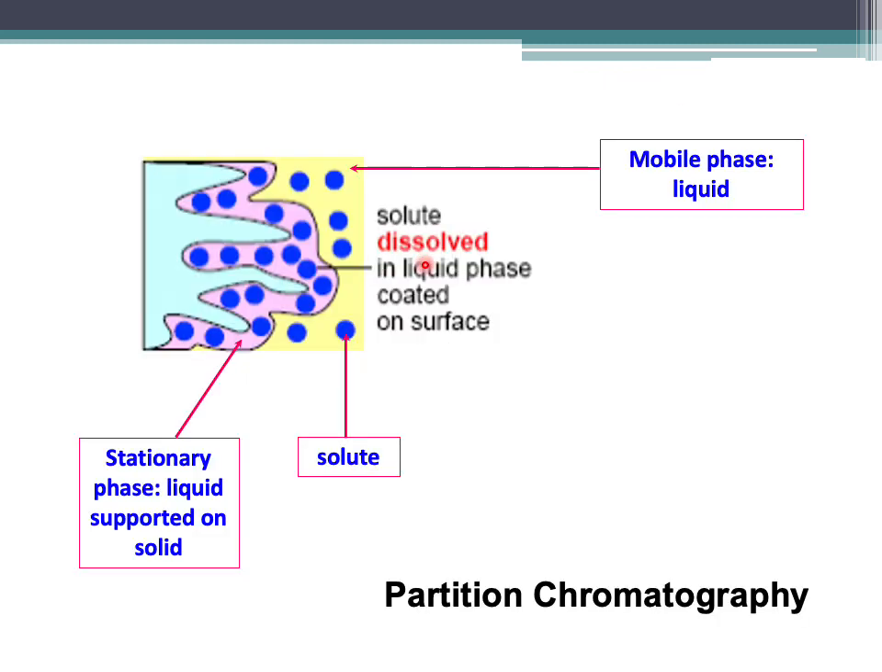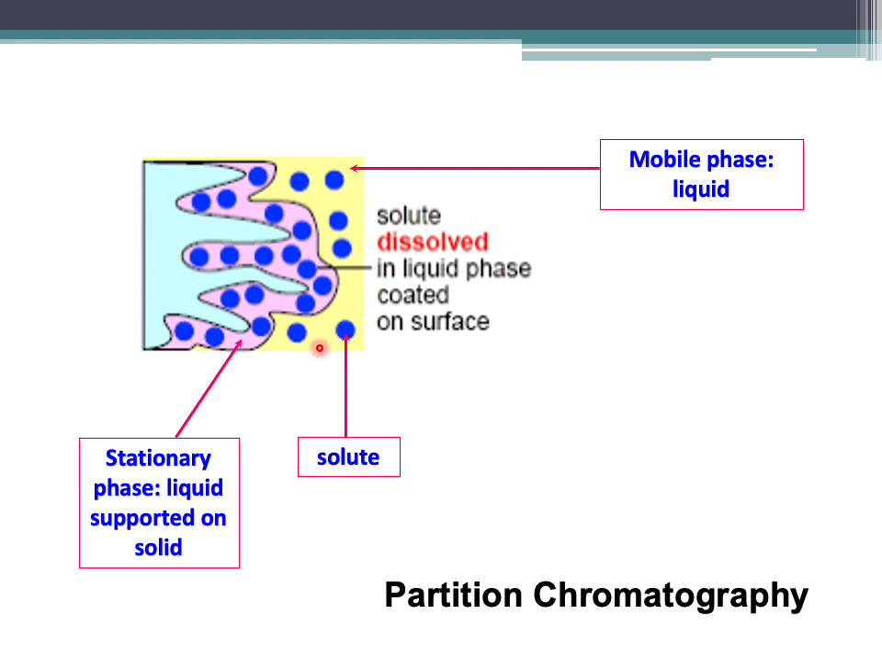Okay, this is an example for the partition chromatography. Okay, so ingat kita ada solid, and then kita ada liquid yang pegang pada permukaan solid tu. So, yang liquid yang pegang pada solid ni, kita katakan dia adalah stationary phase. That is a liquid supported on solid. So this liquid is a stationary phase because this liquid is supported pada permukaan solid.